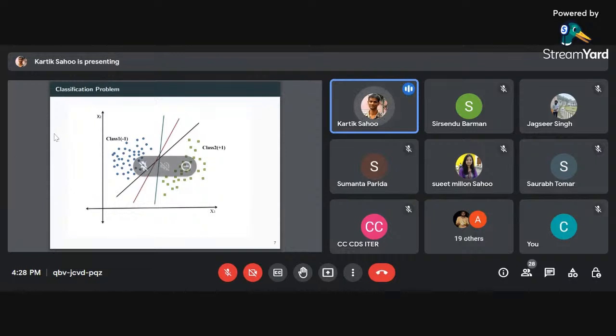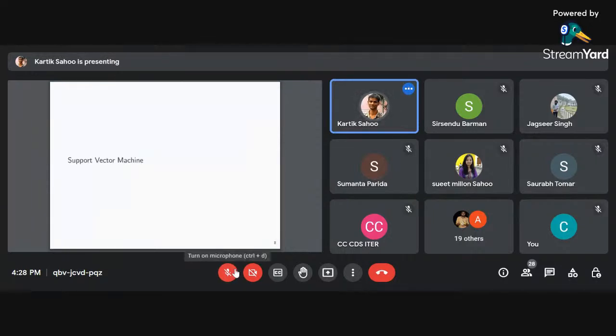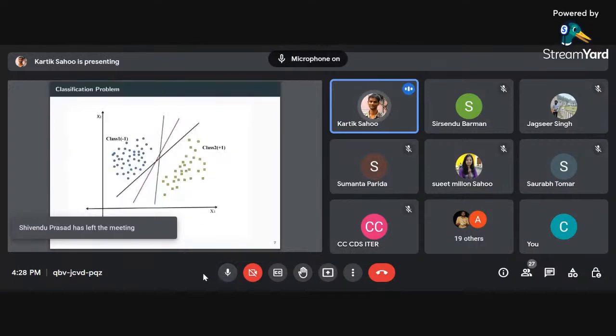Now, what does the support vector machine do? It desires to find one optimal decision plane out of these planes.